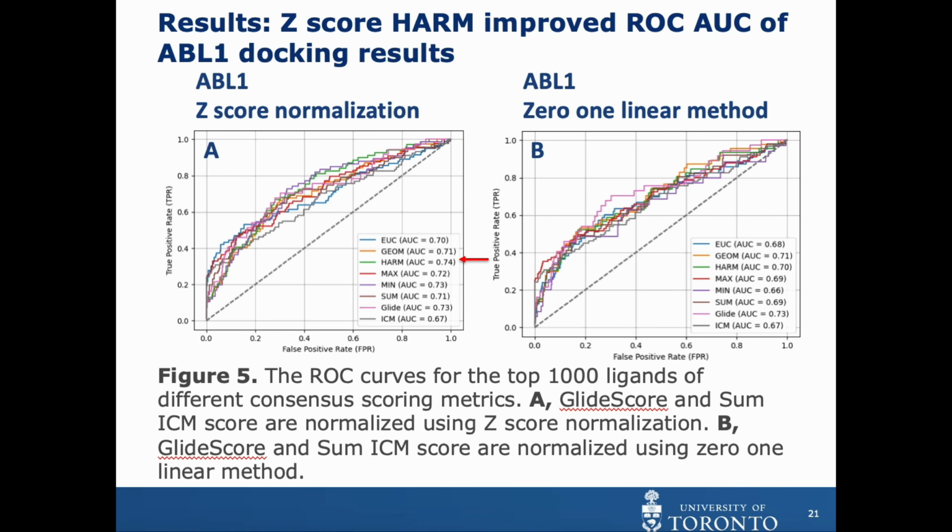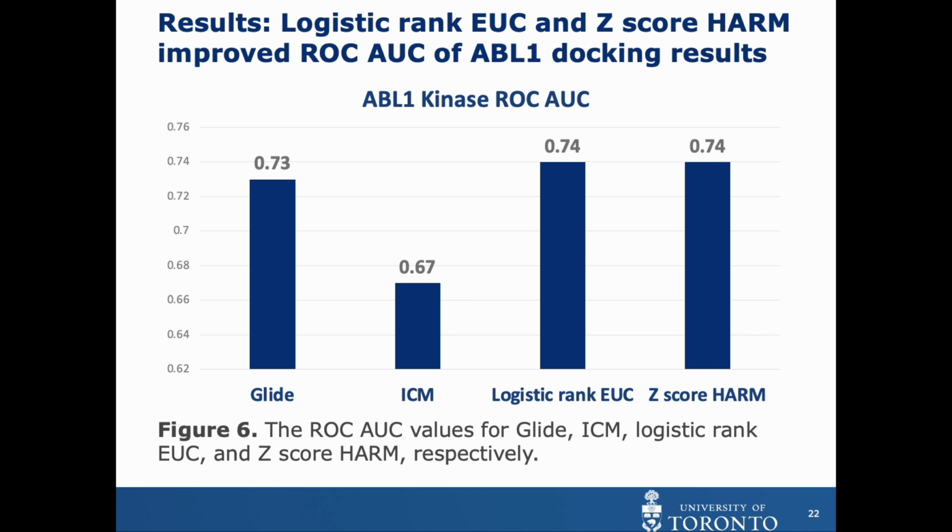Figure 5 shows the ROC curves of consensus scoring metrics that use Z-score normalization and 0-1 linear method normalization. We can see that only Z-score harmonic mean performed better than both GLIDE and ICM, increasing the ROC AUC value to 0.74. In summary, both the logistic rank Euclidean norm and the Z-score harmonic mean improved the ROC AUC value of our individual docking results.